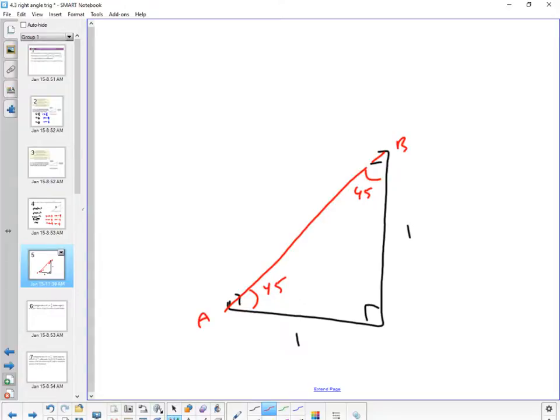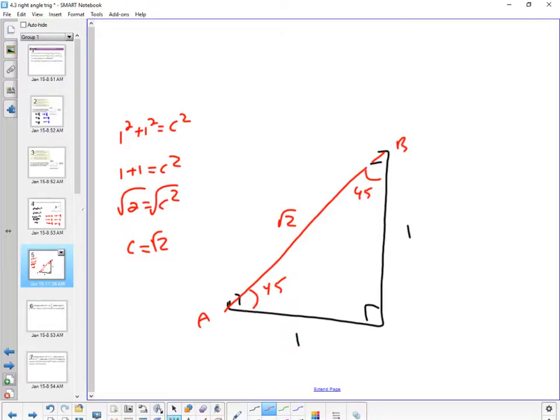Now, if you don't know where it came from, I just did the Pythagorean theorem again. So 1 squared plus 1 squared equals c squared. That's 1 plus 1 equals c squared. 2 equals c squared, square root of both sides. Therefore, c is radical 2. And guess what? That's where 45, 45, 90 comes from.